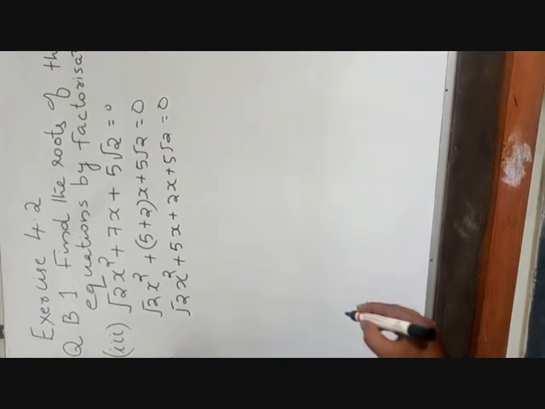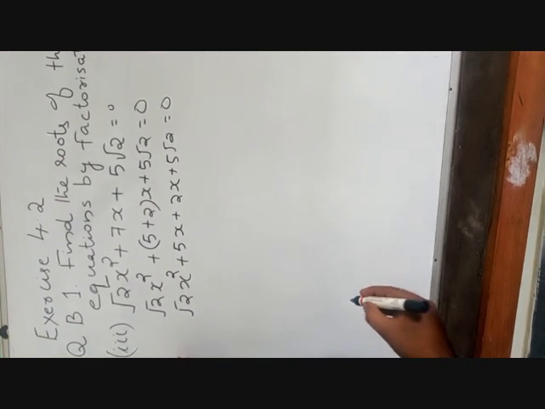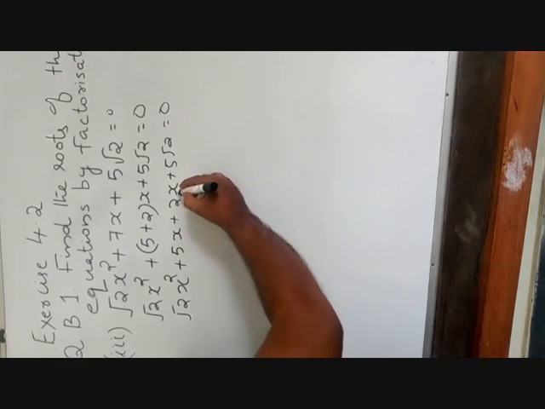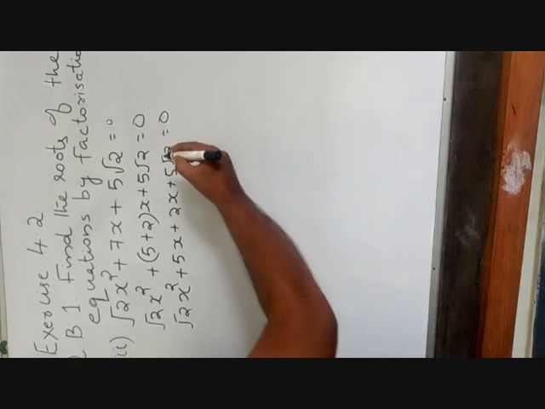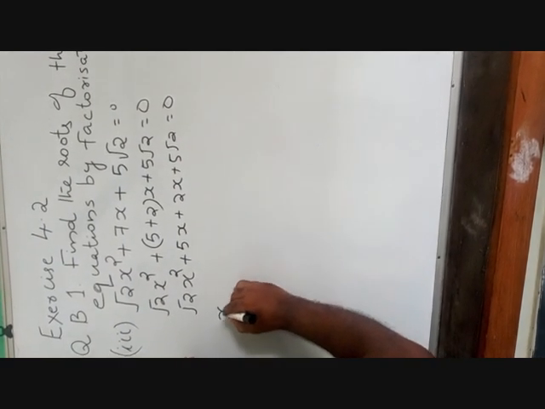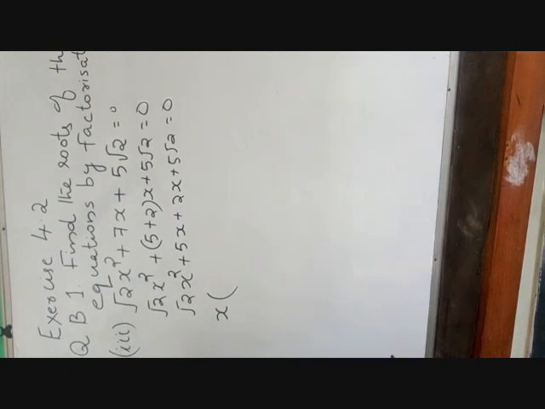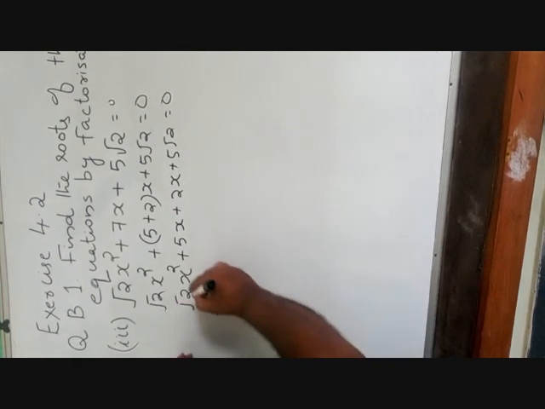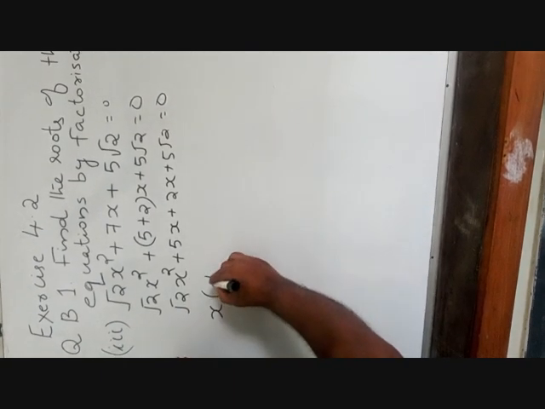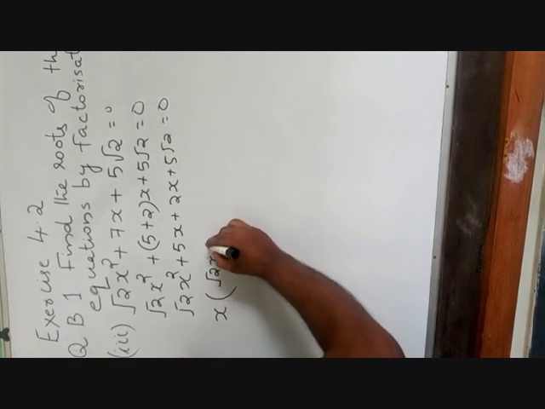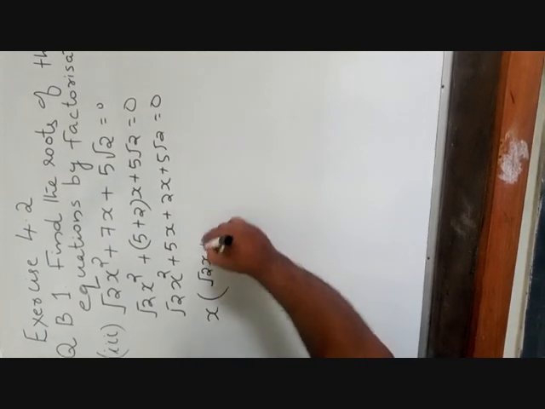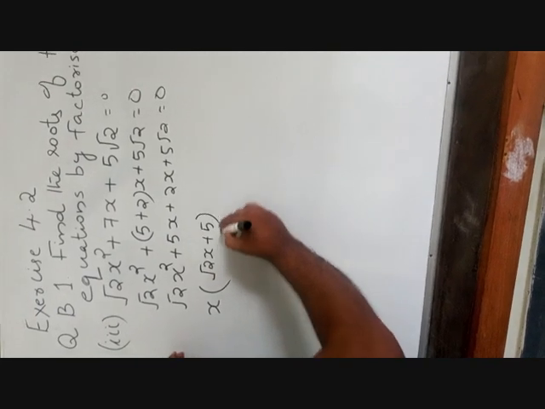Here also we have to divide this equation into two parts, that is root 2 x squared plus 5x and 2x plus 5 root 2. From the first part, we can take x out of the bracket. Here root 2 x squared is there, we have taken x out of the bracket. Here root 2 x is remaining, root 2 x plus here 5x is there, x is taken out, 5 is remaining, root 2 x plus 5.